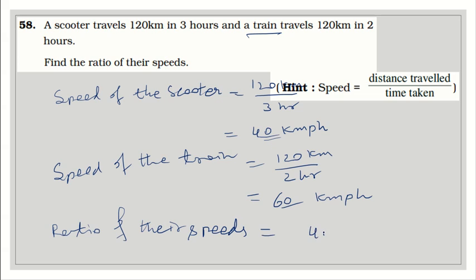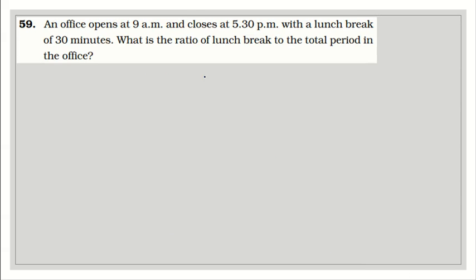Will be 40 is to 60, on simplification 2 is to 3 will come. Okay. Now moving on to question number 59. An office opens at 9 am and closes at 7:30 pm with a lunch break of 30 minutes. What is the ratio of the lunch break to the total period in office?